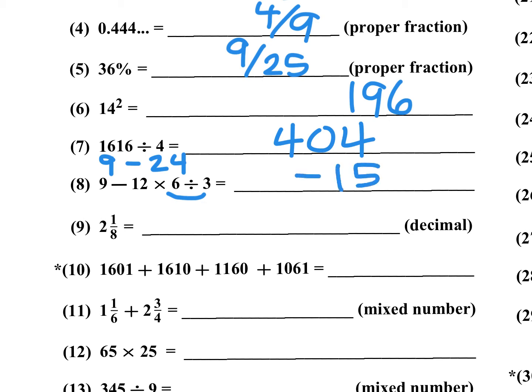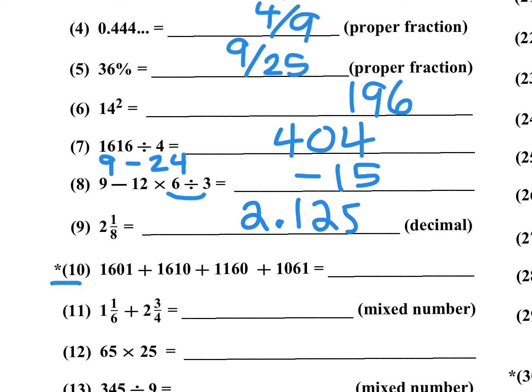Is it easier to do 10 minus 25, or is it easier for you to do 9 minus 24? Either way, you could do it either way. 2 1/8 as a decimal. 1/8 you should memorize is 0.125. So that'd be 2.125.